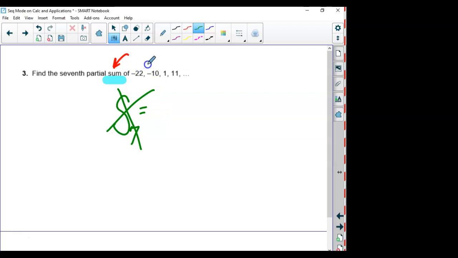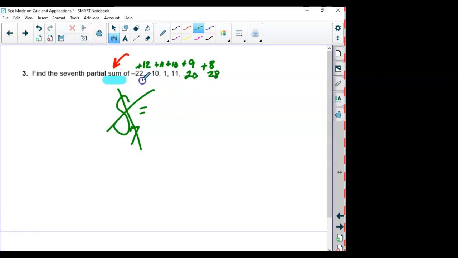So what did this do? It added 12 and then 11 and then 10. So plus 12 plus 11 plus 10. So then we do plus 9, which would be 20. Plus 8 would be 28. Did I do that right?